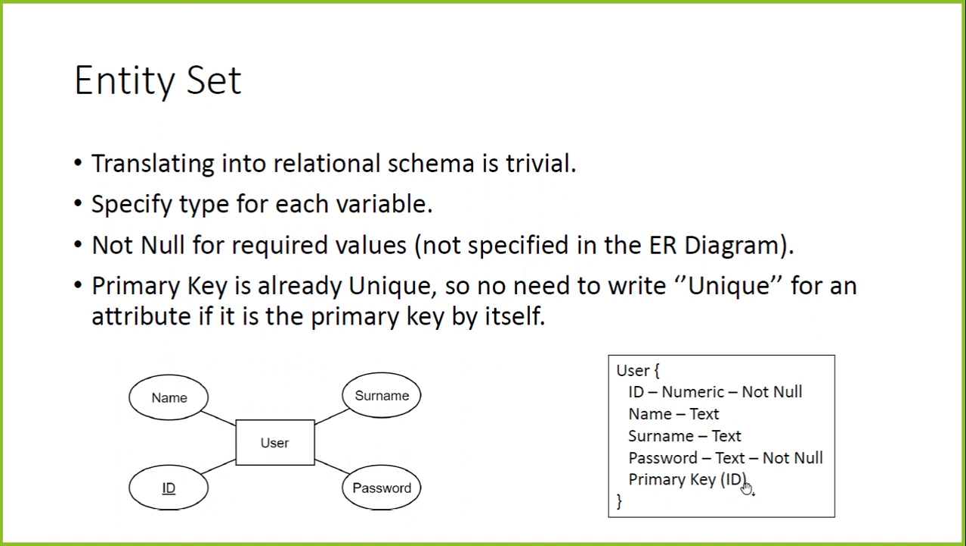The primary key of this table comes from the ER diagram. We know that the underlined one is going to be the primary key. Since there is only one attribute that's underlined, that's going to be our primary key. So for the user table, ID is our primary key. And that's it. For some entity sets, if there are multiple attributes that are underlined, then our primary key is going to be a composite one, so we are going to list a bunch of attributes next to the primary key. And this is also about the question that we have. Since ID is already the primary key, we know that it is going to be not null and it is going to be unique. So we really don't need to write not null for the ID in this relational schema.